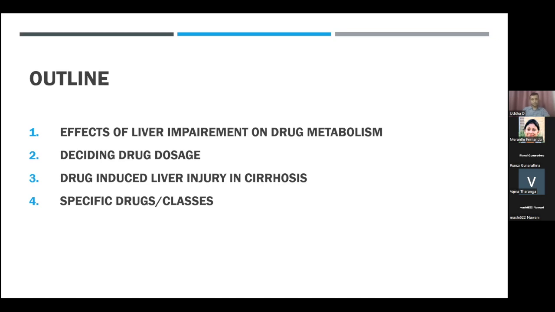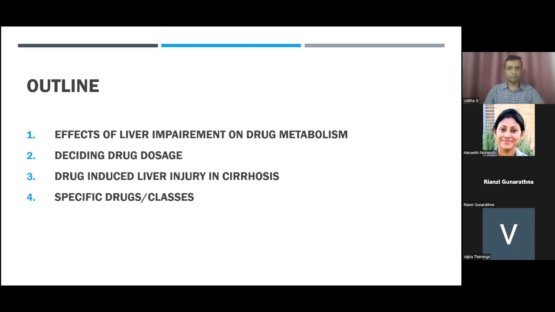And also, I'm going to talk about drug-induced liver injury just briefly, and then about drug-induced liver injury in liver cirrhosis, why it is important, and what the specific things we need to worry about are. And then finally, I'm just going to touch on some specific drug classes and some specific drugs in relation to patients with liver cirrhosis or liver impairment.